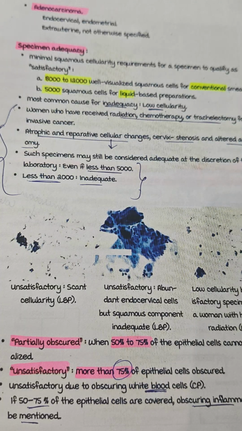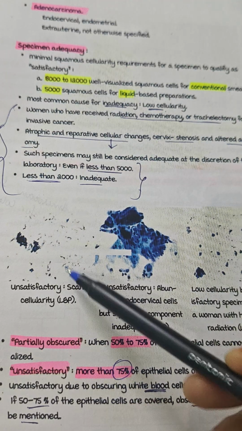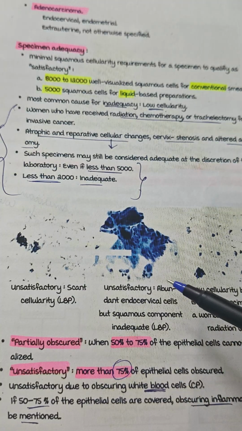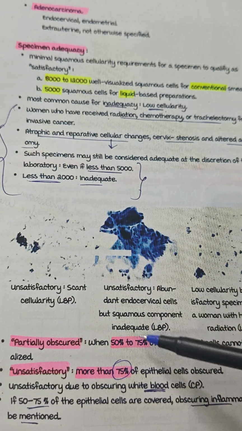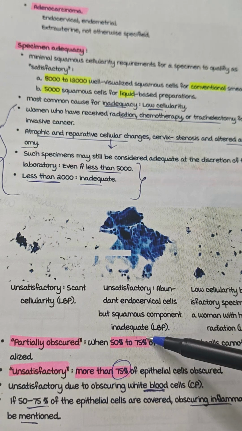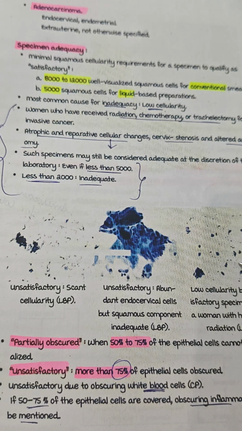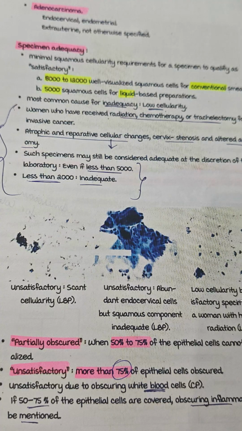Women who have received radiation, chemo, trachelectomy for invasive cancer, atrophic reparative changes, cervix stenosed or altered anatomy, in such specimens even less than 5,000 should be considered adequate. Less than 2,000 in these patients is inadequate. So first image is showing no cell, that is unsatisfactory scant cellularity. Then there is a clump of cells, so abundant endocervical cells but squamous component inadequate, and here also low cellularity but satisfactory specimen from a woman with history of pelvic irradiation.